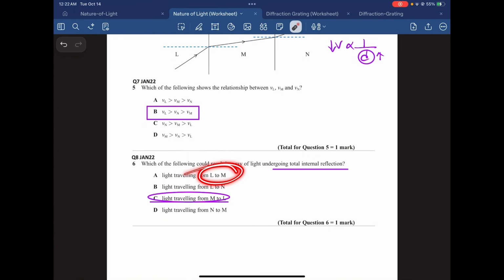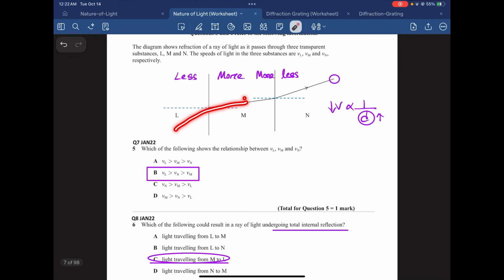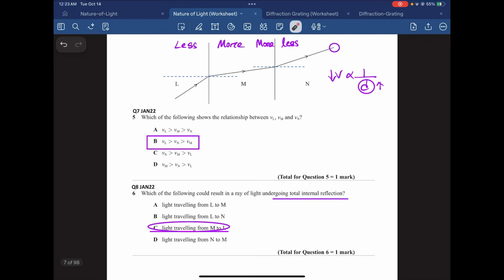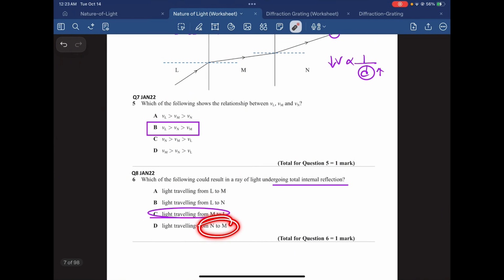They're saying from L to M. So L to M means it is moving from less dense medium to more dense medium, which doesn't satisfy the criteria for total internal reflection. The next part says from L to N. L to N is also from less dense medium to more dense medium, so it is also not covering the criteria of total internal reflection, which says from more dense medium to less dense medium. The next part says N to M.